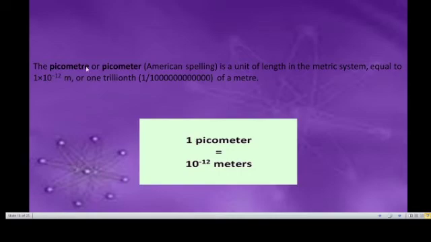The picometer, P-I-C-O-M-E-T-R-E, or M-E-T-E-R in American English, is a unit of length in the metric system equal to 1 times 10 to the power of minus 12 meter, or one trillionth of a meter. 1 picometer is equal to 10 to the power of minus 12 meters.